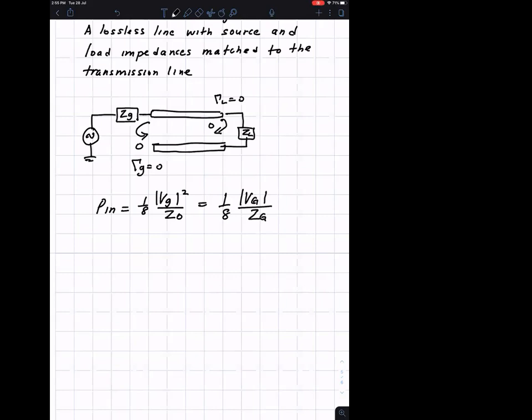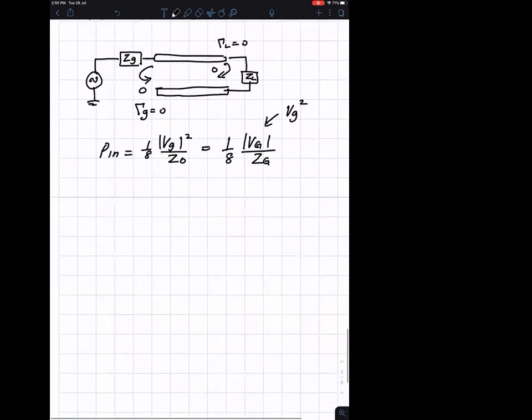Well, VG magnitude squared. Magnitude itself is VG squared. This is the maximum available power. Okay, do you guys understand?